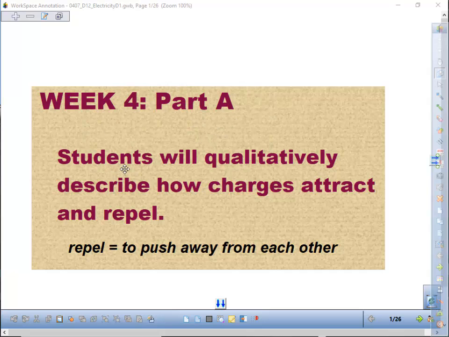Today you're going to be qualitatively describing how charges attract and repel. Repel, in case you didn't know, means to push away from each other. Attract means to pull together. So pushing away and attracting.